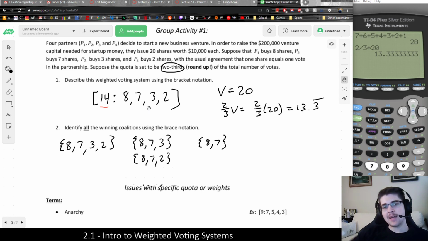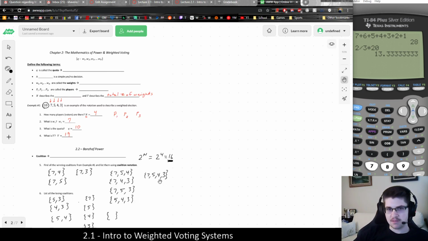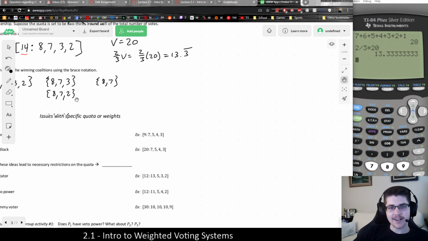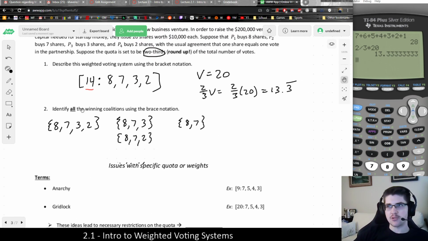And so notice that depending on the numbers and depending on the quota, the type of solution could vary vastly, right? Like in the last example, we had a lot more winning coalitions because the quota was lower. But when the quota is higher, there's less ways to pass the motion, and so it gets a little bit more restrictive, which might be good and might be bad depending on your desire for your weighted voting system. But that will wrap up this example.